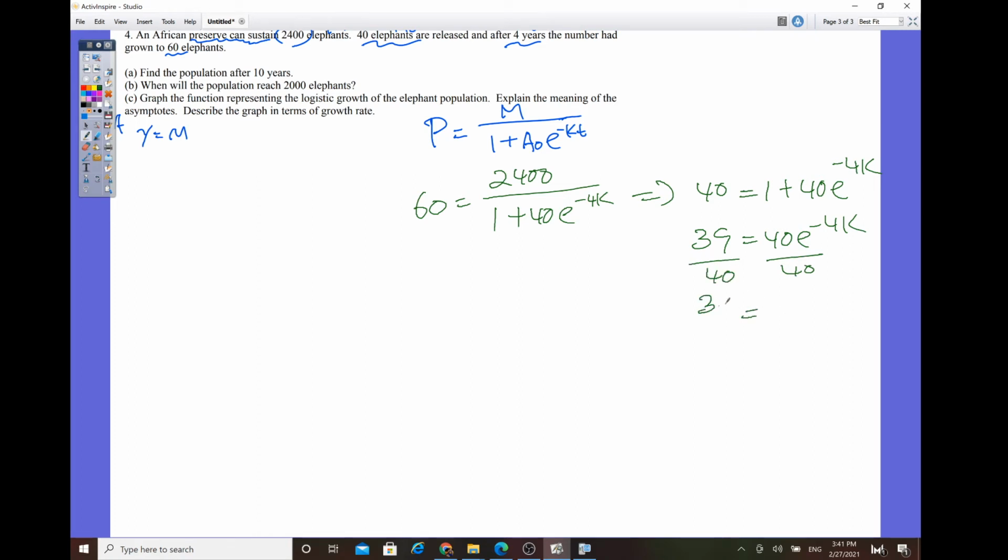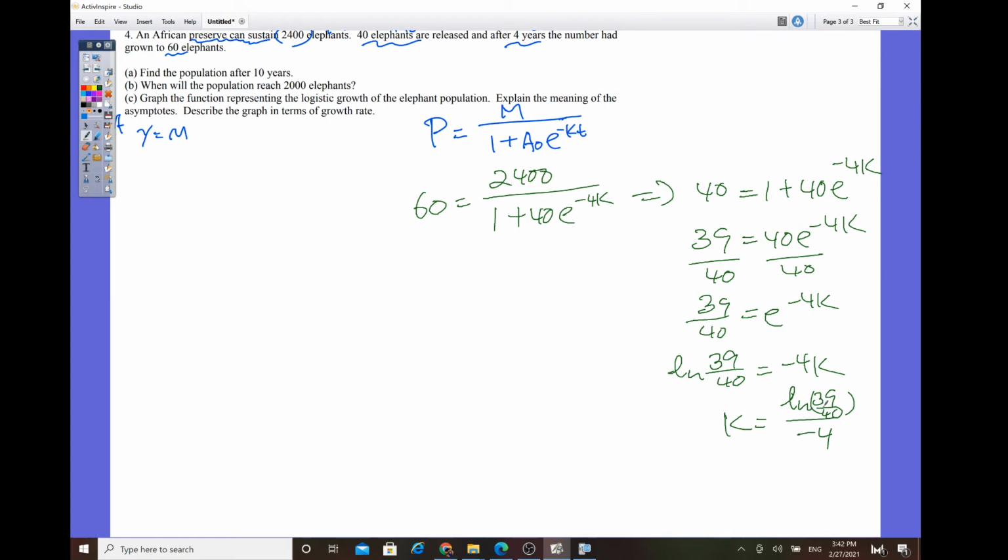So we got 39 over 40 equals e to the power of negative 4k. Take the natural log of both sides, so natural log of 39 over 40 equals negative 4k. That means k equals natural log of 39 over 40 divided by negative 4. Keep this number right here. This one is going to be positive, a very small positive number.